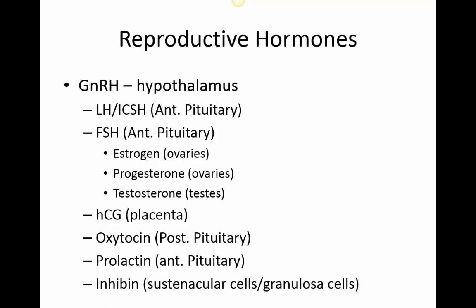Another hormone that's very important to reproduction is HCG. It stands for human chorionic gonadotropin. It is released by the placenta after pregnancy has occurred, and it stimulates the corpus luteum to maintain its existence. The corpus luteum also secretes progesterone, and that's important for maintaining the endometrium in pregnancy. So HCG acts on the corpus luteum, keeping those progesterone levels high.